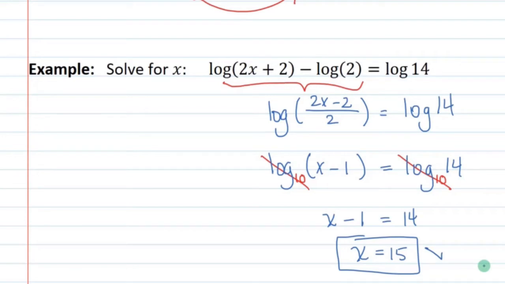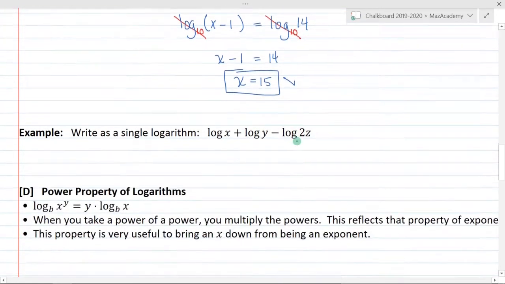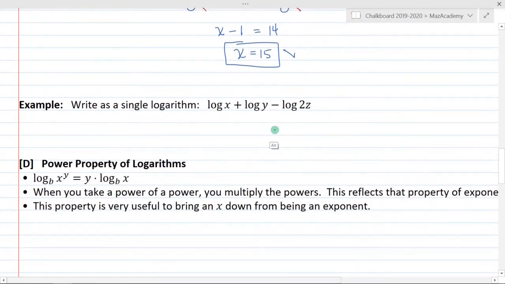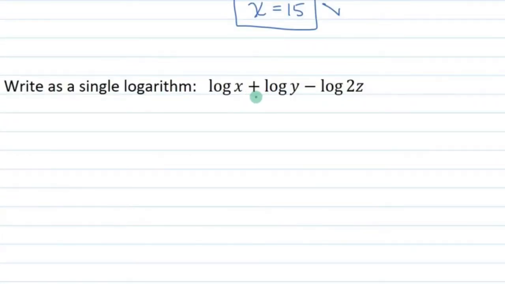You have to check that. Okay? All right, this next one is a combination of product property and quotient property. Because check this out, we have adding and subtracting. We have both.